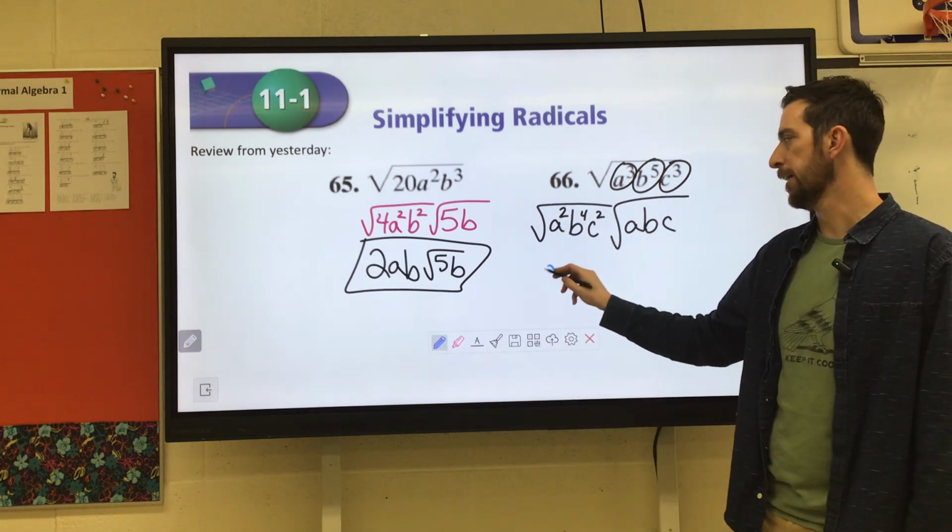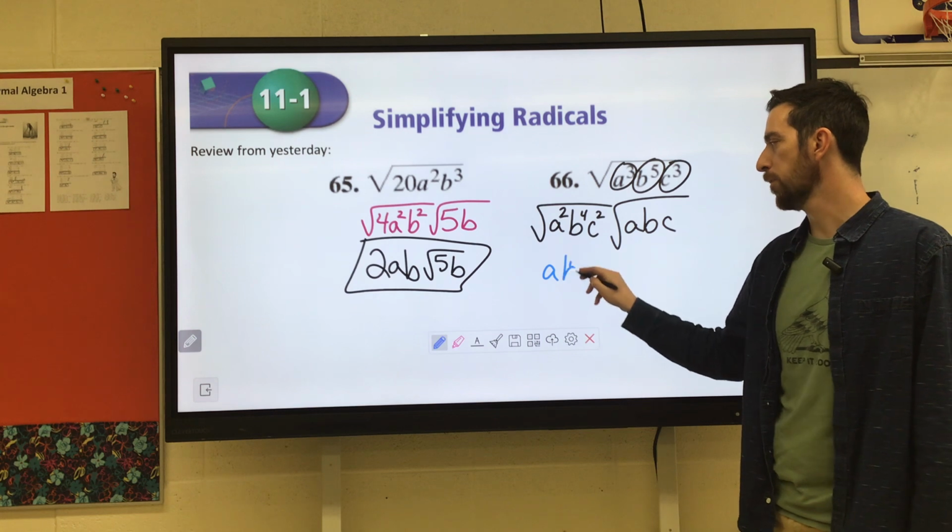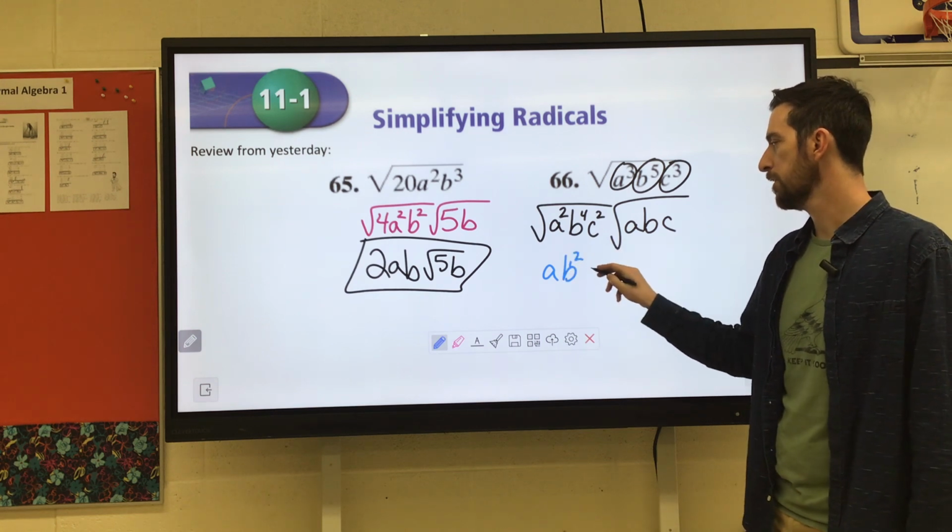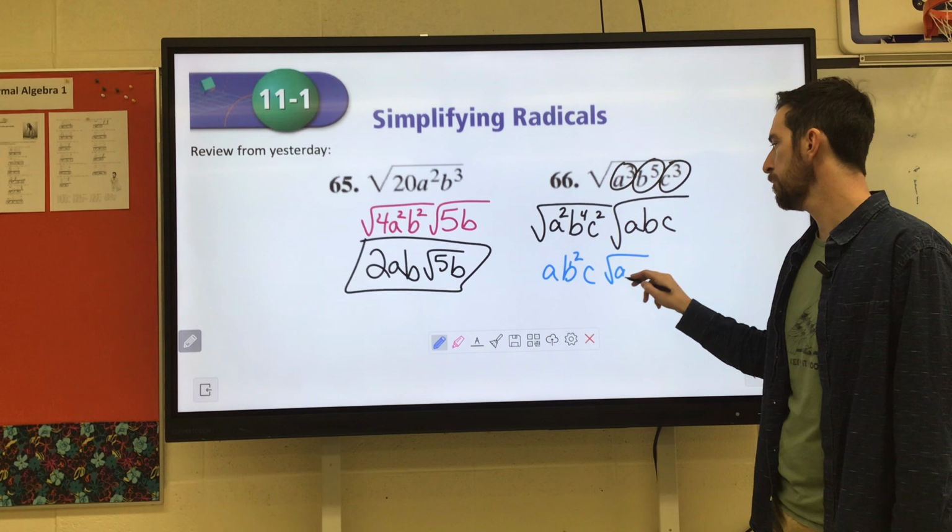Square root of a squared, a. Square root of b to the fourth, b squared. Square root of c to the second, c. And then you got your root a, b, c.